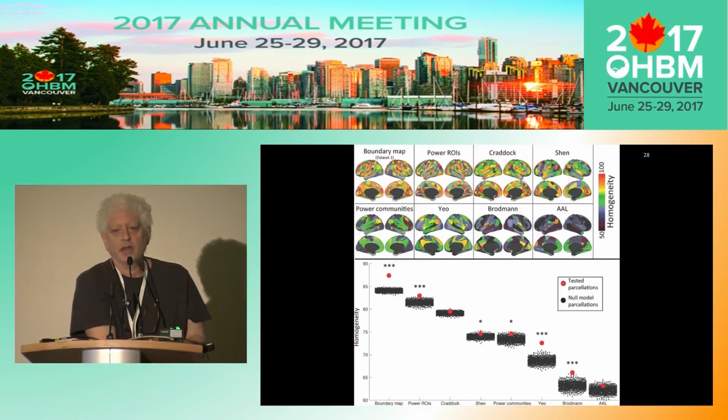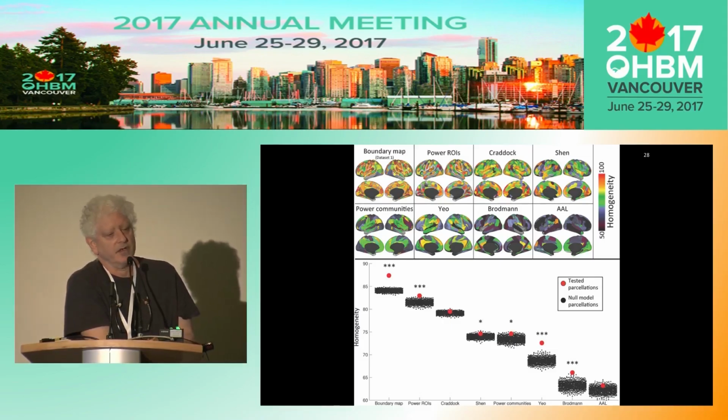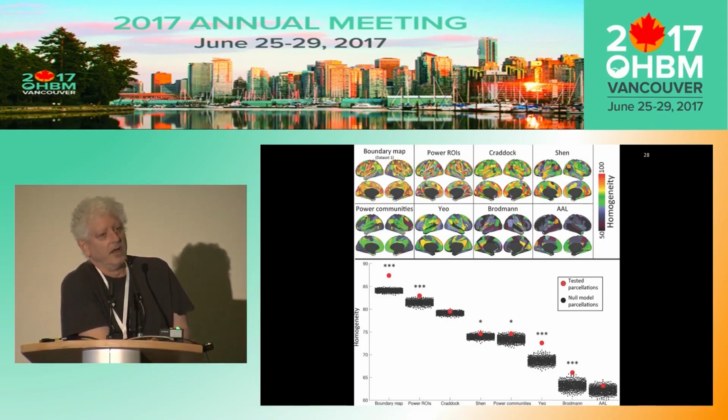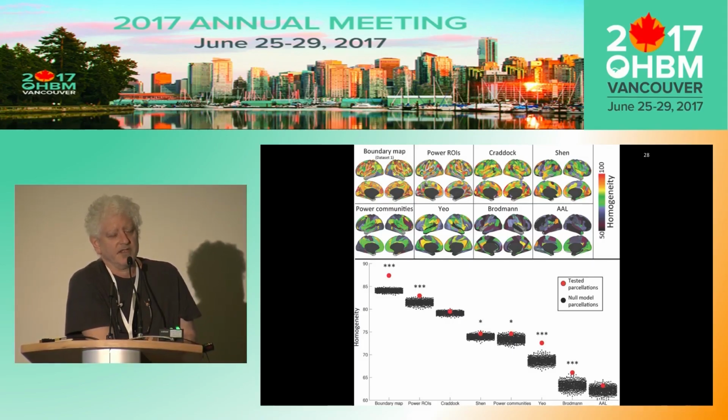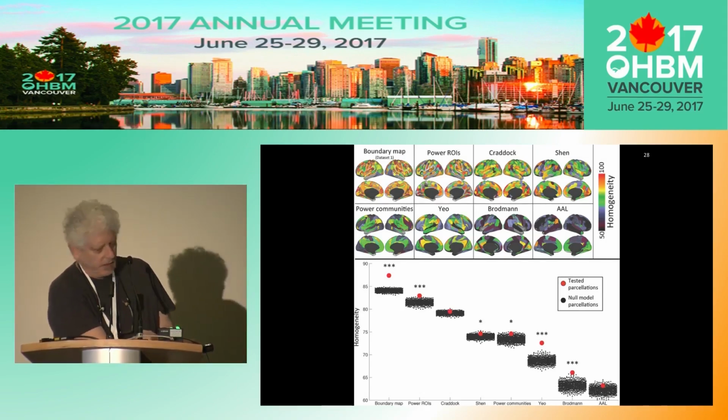Having done that, you can ask, how good is my parcellation by computing the functional connectivity homogeneity within parcels? So when you do this, you have to compensate for the fact that it's a lot easier to be homogeneous if you're a small parcel than a large parcel. So some compensation for size needs to be made, and everybody does that, perhaps in slightly different ways.